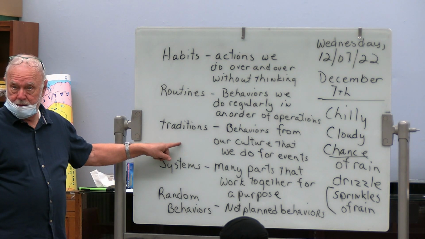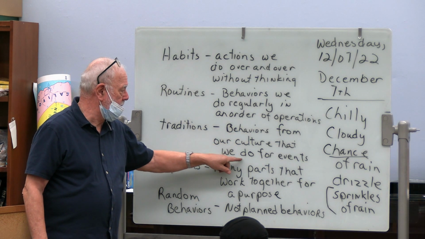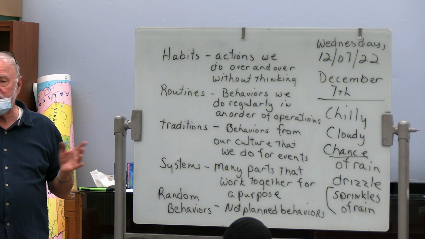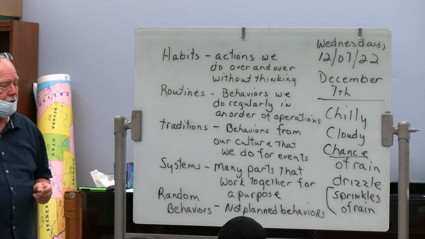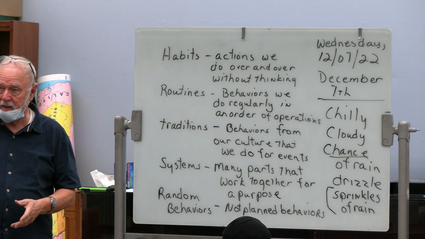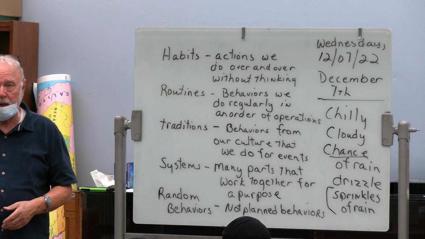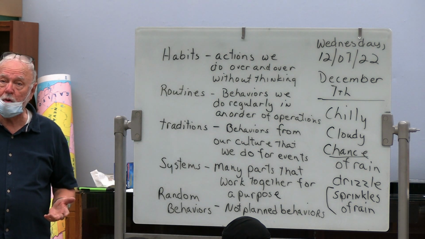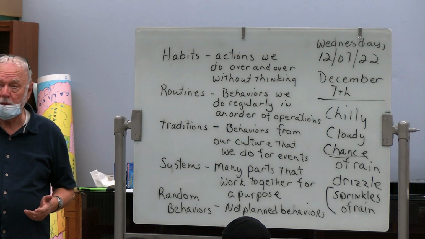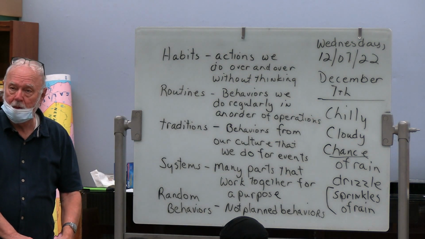Tradition. Behavior from our culture that we do for events. So events can be big events or small events. So for example, in my house, when we have dinner, we sit at a chair at the table. But if I go to a restaurant that's Ethiopian, I sit at the floor, down low.